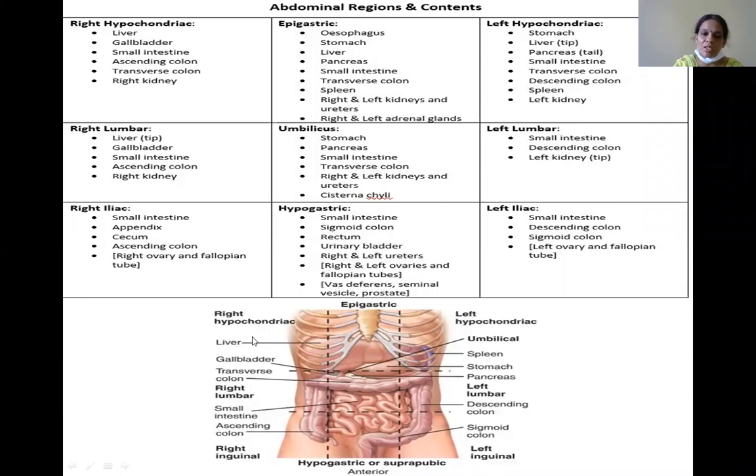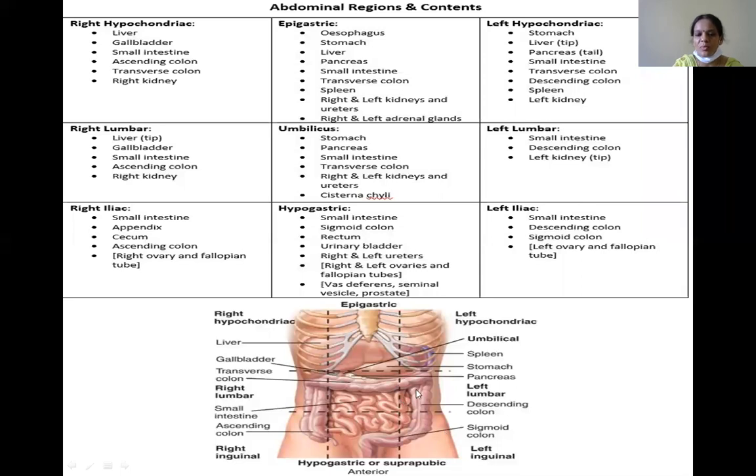So clinically, knowing these areas is very, very important. Whenever the patient complains of pain or tenderness, you have to remember what structures are in these areas and why the patient is complaining. As soon as the patient complains of pain or tenderness in this area, referred to the umbilical region, you should suspect appendicitis. And if the patient complains of pain in the left inguinal region, you should suspect problems related to the large intestine.